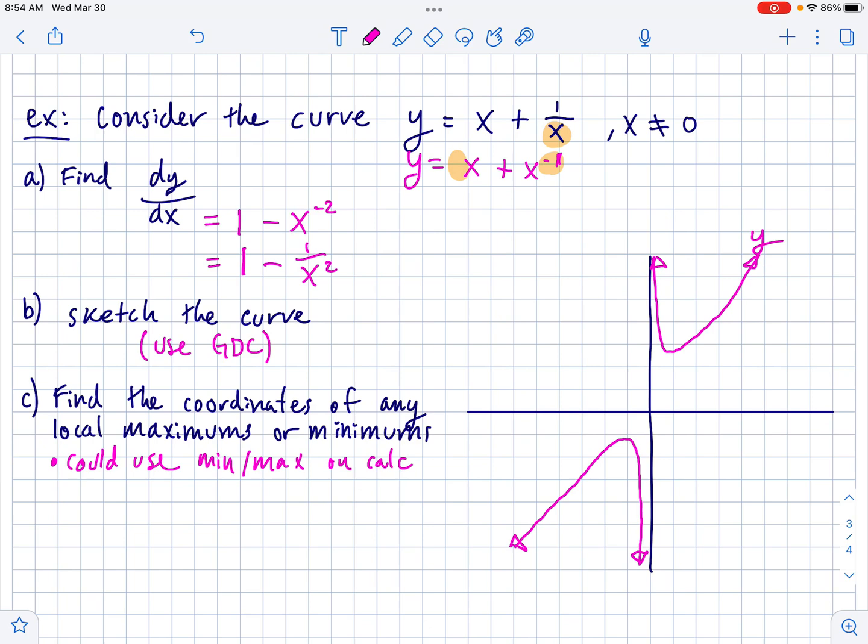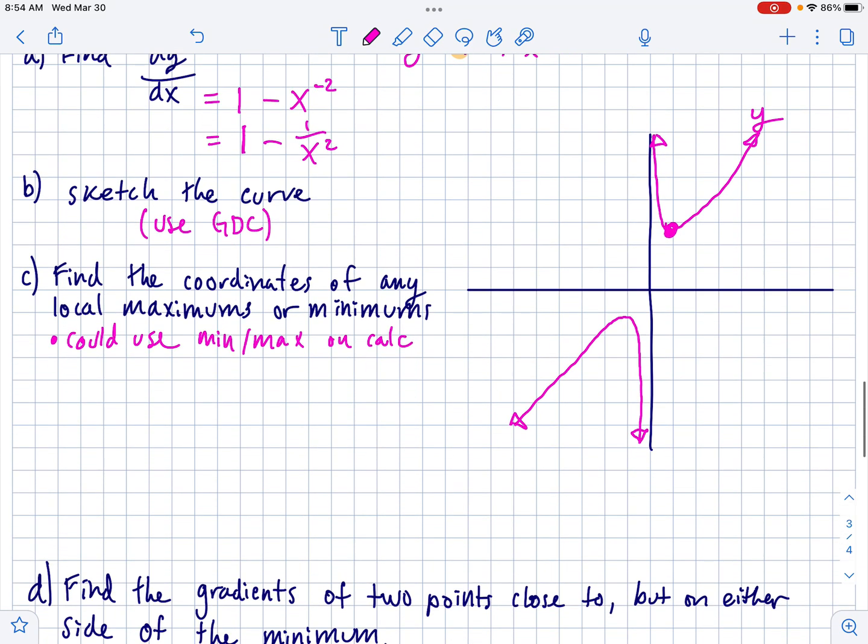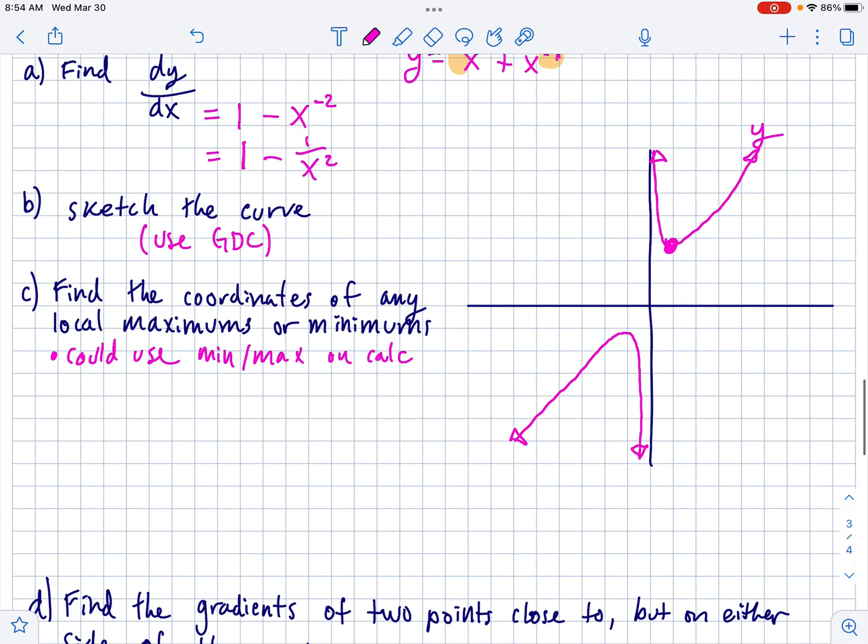It's like you select minimum or maximum and then it tells you which curve you're looking for and where the start point is, where the stop point is, and then you tell it to look to the left on this side and the right on this side, and then you make a guess and then it will tell you what this point is right here. But I wanted to show you guys how you can actually find this using algebra.